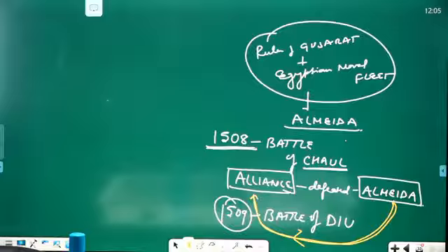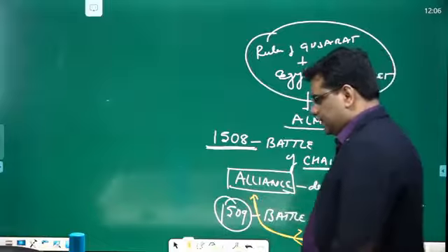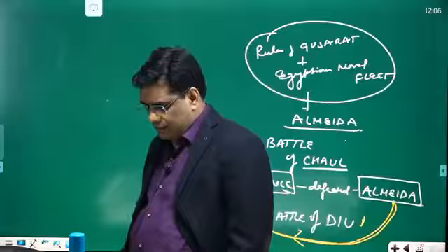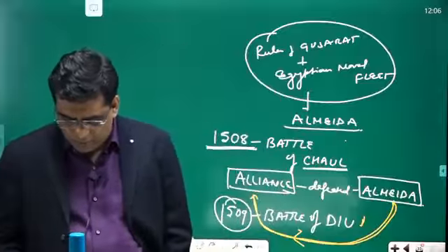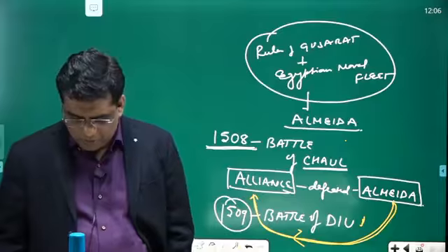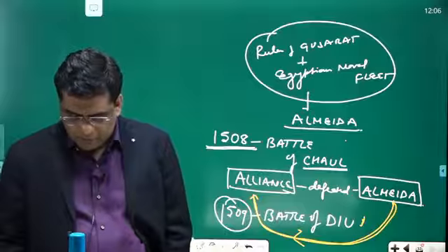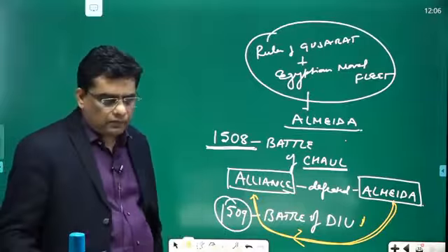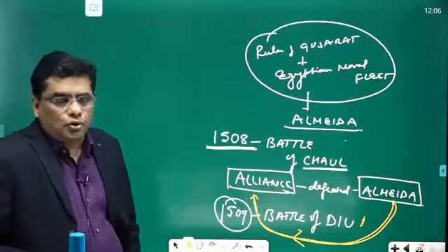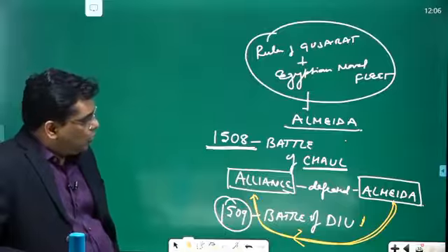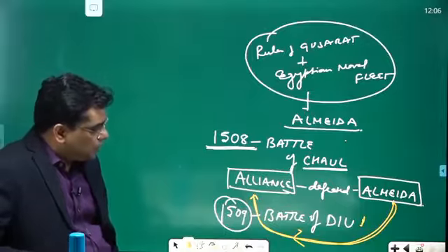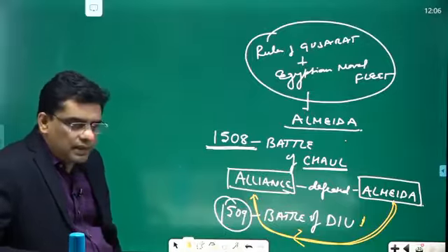So Almeida defeated the alliance. Battle of Diu. So, this is the reason why this fact is considered as not so important, because the veracity of the fact is not so authenticated. So, Battle of Diu. I hope you keep on pointing all these things in your notes.